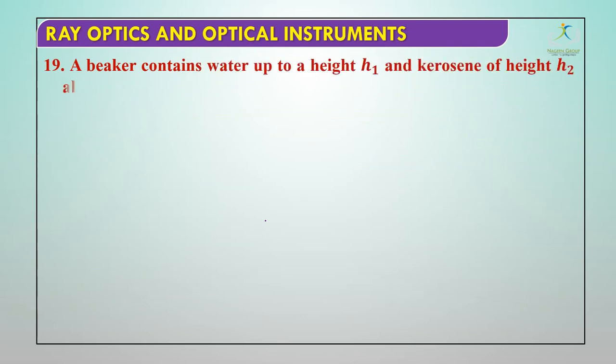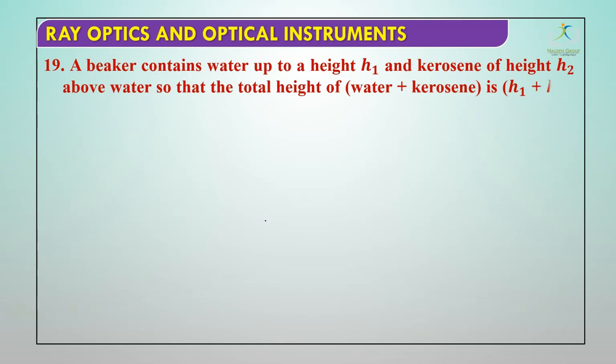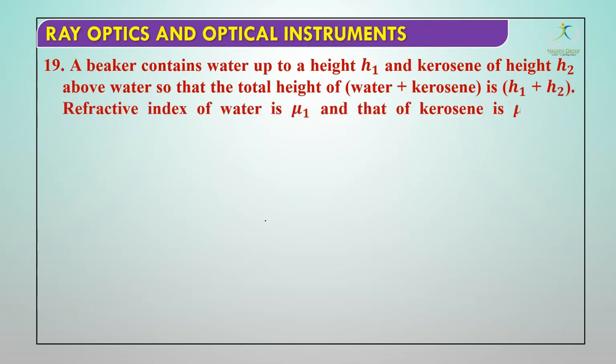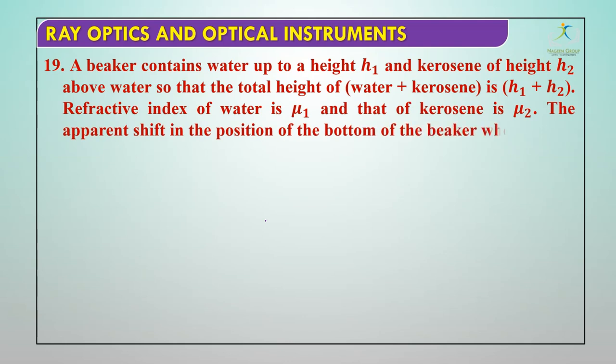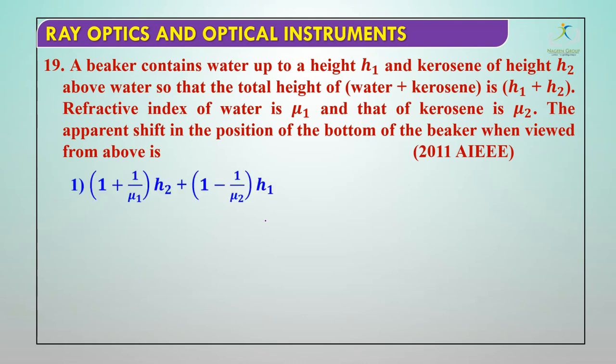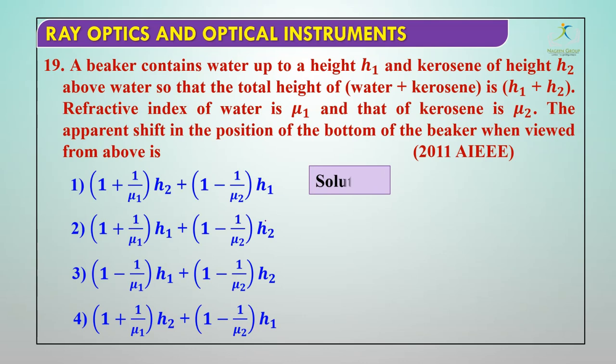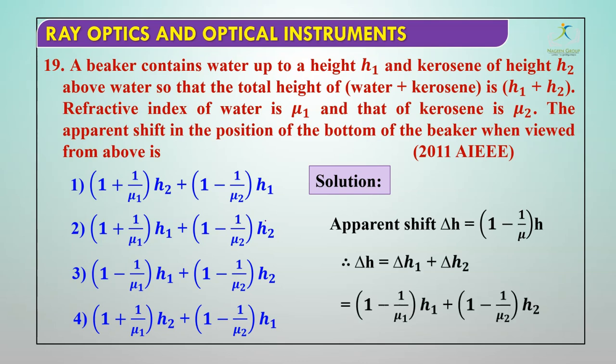Next question we have, a beaker contains water up to a height h1 and kerosene of a height h2 above water, so that the total height of water plus kerosene is h1 plus h2. Refractive index of water is mu1 and that of kerosene is mu2. The apparent shift in the position of the bottom of the beaker when viewed from above is, so we have options as these. Apparent shift we know that delta h is equals to (1 minus 1 by mu) times h. From here we can calculate the value, and we can see the third option is the right answer.